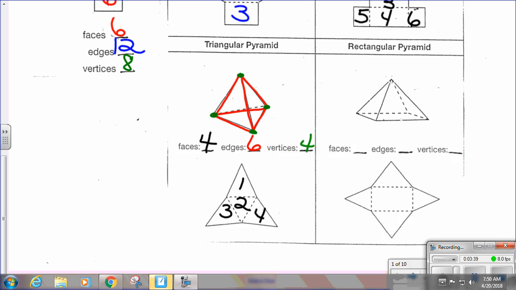And the last one, rectangular pyramid. 1, 2, 3, 4, 5. 5 faces. Trace it for the edges. 1, 2, 3, 4, 5, 6. I'm missing something. 7, 8. 8 edges. It's because I was off on my tracing, so it made it harder to see. 1, 2, 3, 4, 5 vertices.